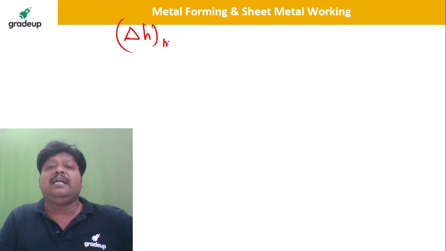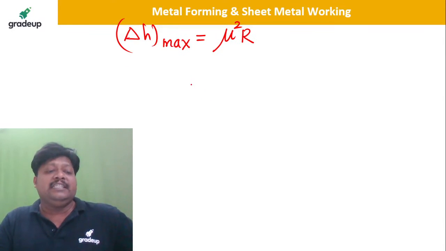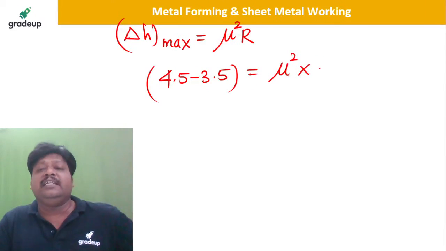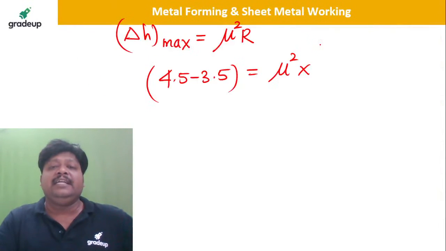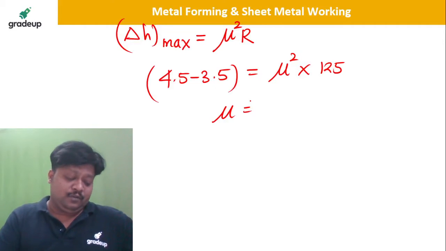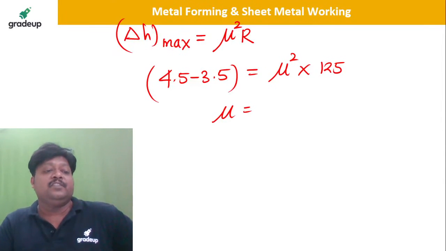What is the maximum possible reduction? Delta H max is equal to mu squared times R, isn't it? So how much is delta H here? From 4.5 mm to 3.5 mm, this draft is equal to mu squared times the radius of the roller. If the diameter is 250 mm, the radius will be 125 mm, isn't it? So tell me the mu value. It will be 1 divided by 125, root over the answer, it will be 0.089. Check it out.